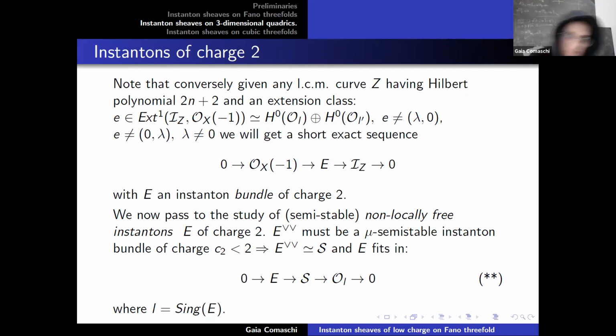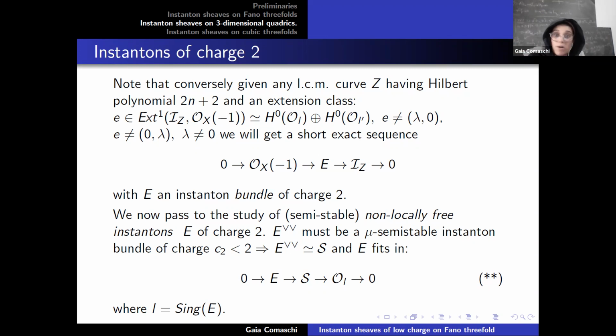So once we have understood what happens for instanton bundles, let's try to move to the non-locally free case. And so let's try to understand what happens for non-locally free instanton sheaves of charge 2. So the mantra when we deal with instanton sheaves is always to try to understand what the double dual is. So since we are interested in moduli problems, we consider semi-stable instanton sheaves because these are the only ones that appear in the moduli space.